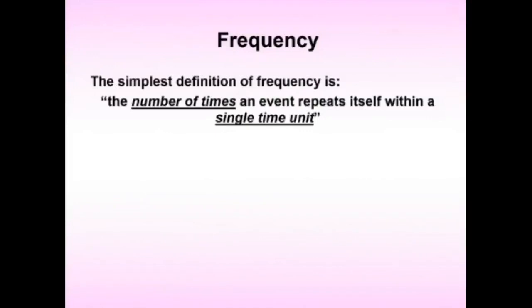For example, is this periodic motion? Are they the same periodic motion? Which one happened more within the same time? The second one. There you go. The second one had more frequency than the first one. That's it. That's what frequency is. So the number of times an event repeats itself within a single time unit. If you want to write second next to that, feel free.